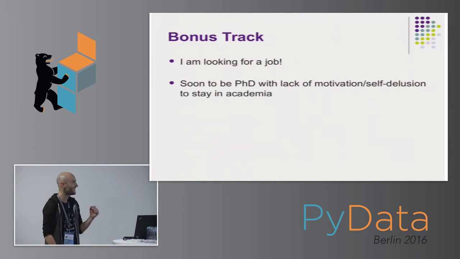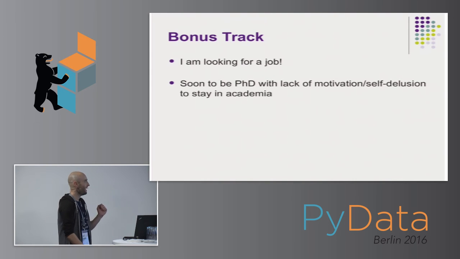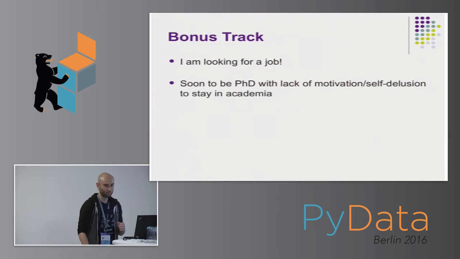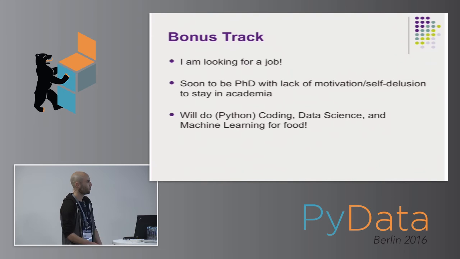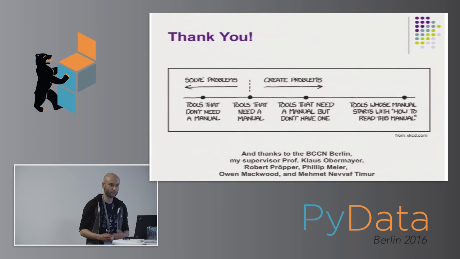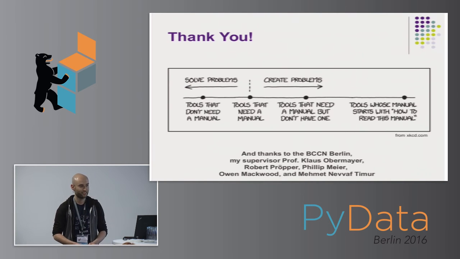So I'm actually at the end of my PhD, and now I'm looking for a job. So I just bluntly use that situation to advertise myself. I'm looking for a job as a data scientist because usually I stare at a bunch of differential equations and try to solve them and cry and then just numerically integrate them. But I would love to do, apart from that, Python coding, data science, or machine learning. So thank you very much. Thanks for your attention.